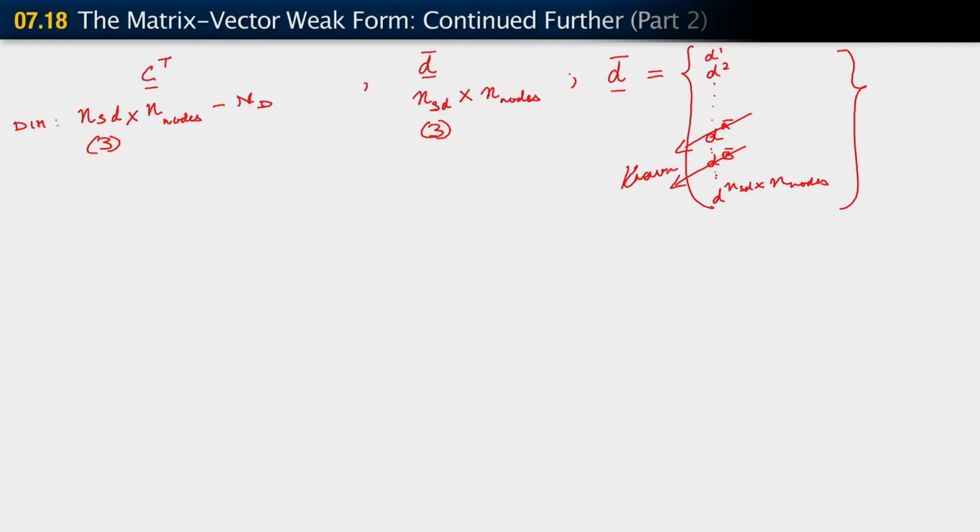Okay? So, what this also tells us is that our global matrix K bar has dimensions, number of spatial dimensions times number of nodes in the problem minus the script N D, those many rows, okay, times the full number of columns.